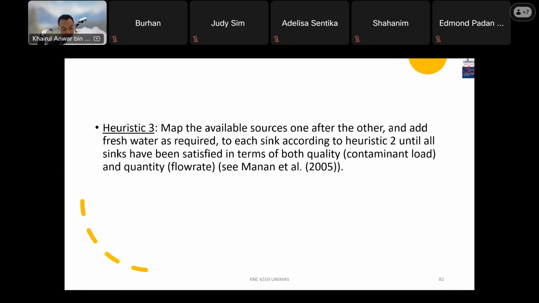Third rule is to make the available resource one or the other and add fresh water as required to sink, according to heuristic one, until all the sinks have been satisfied in terms of both quality and quantity. And we will have done 2005.